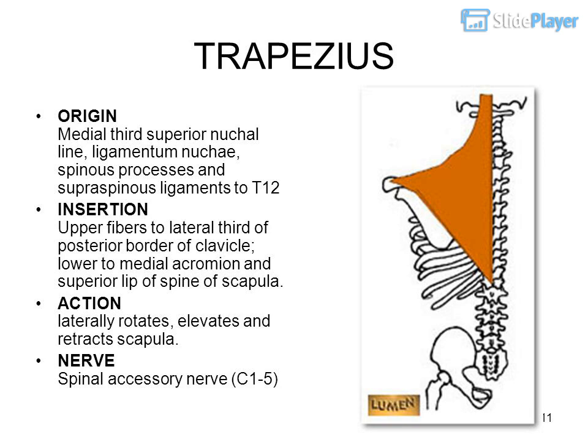Insertion: upper fibers to lateral third of posterior border of clavicle, lower fibers to medial acromion and superior lip of spine of scapula. Action: laterally rotates, elevates, and retracts the scapula. Nerve: spinal accessory nerve, C1 to 5.